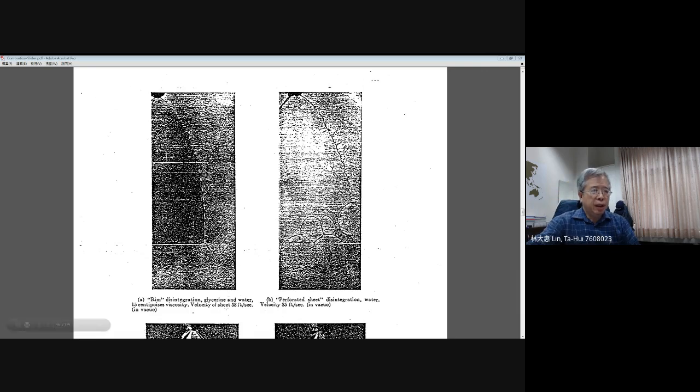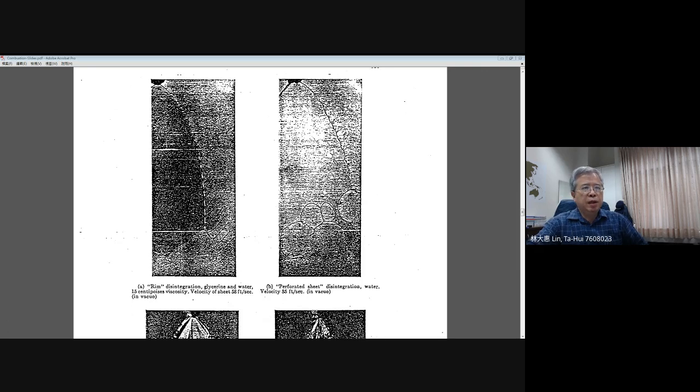Here there is the kerosene and the water mixture, and they control their viscosity at 15 centipoise. Now if you increase their velocities, you will find there is strong interaction between the liquid sheet and the outer surroundings. Then you can see there is a second category of breakup phenomena. We call this the so-called perforated sheet.